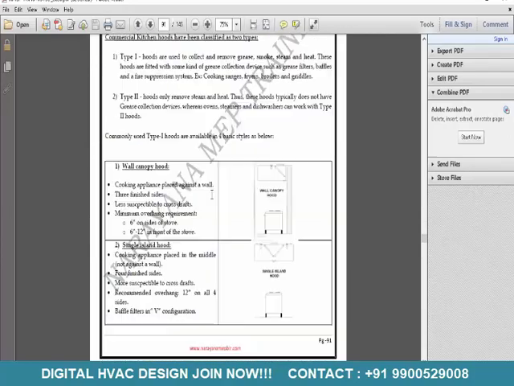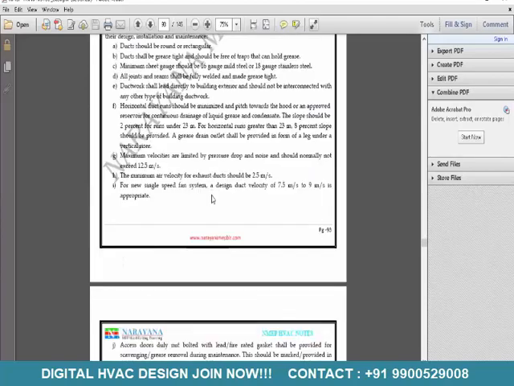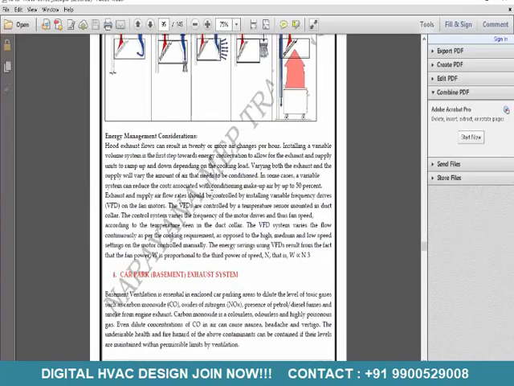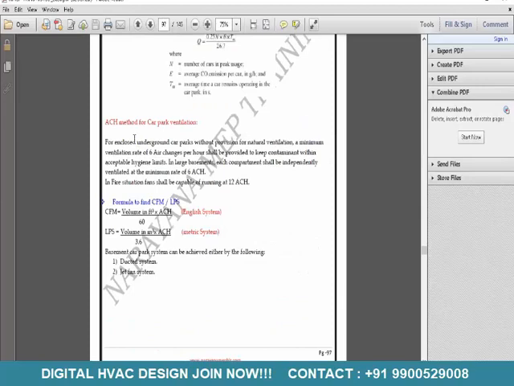Exhaust system, and car park ventilation.